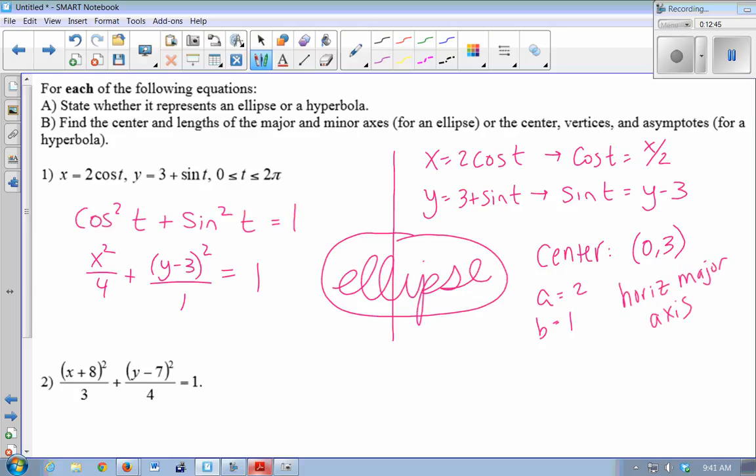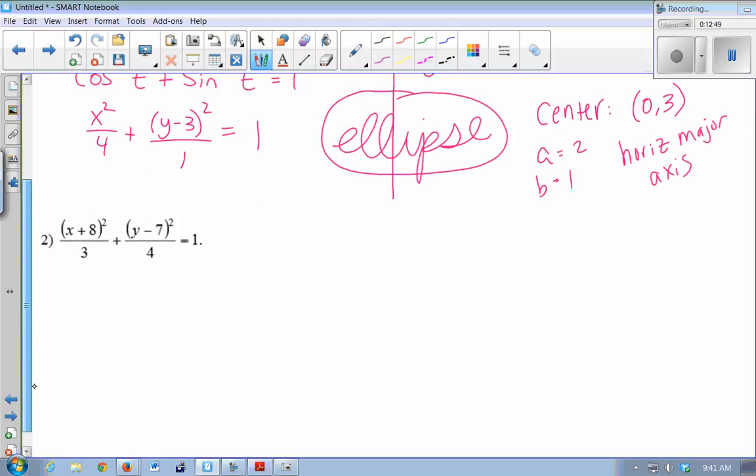That means I could sketch a graph of this thing. Center is at (0, 3). Horizontal major axis, A is 2, so I go right 2 and left 2. And then for my vertical axis, I use the fact that B is 1, so I go up 1 and down 1, and there's my ellipse. It's a terrible drawing, but you get the idea. The square roots of the denominators. Yep.